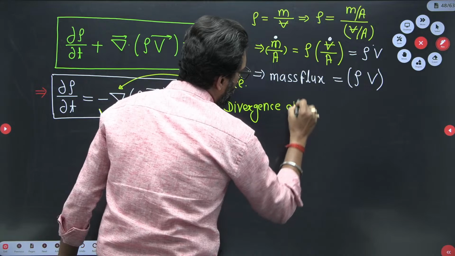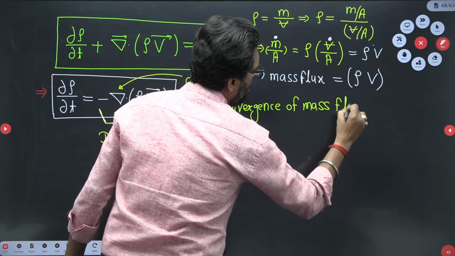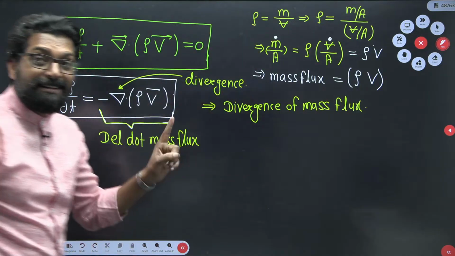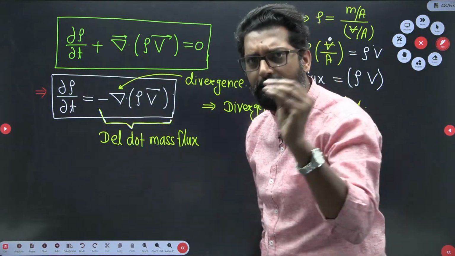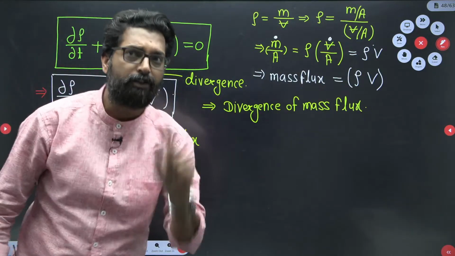Divergence of mass flux. So this is your divergence of mass flux, beta. Now why is this negative? What is the consequence of this negative? We will discuss. Mind it, this is the new content part, beta, you can never find it anywhere, I am telling you. What is that?